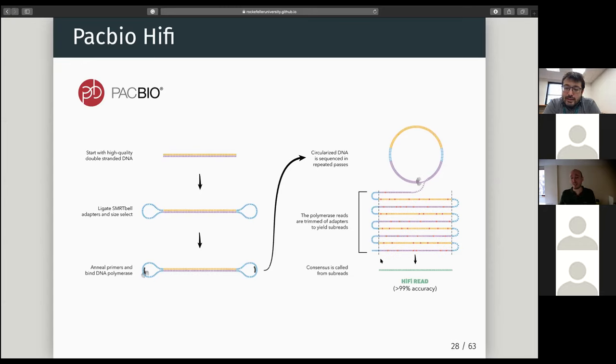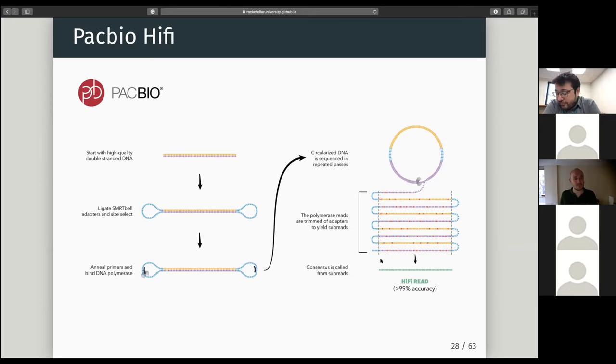The last thing I would say is that, yes, the error rate is very similar, but the error profile, the kind of errors that you see, is still a bit different, because the hi-fi suffers from the same kind of errors that the CLR reads from PacBio, the previous technology with the 10 to 15% error rate, had, that is indels. So most of these errors are still indels. In fact, they are almost perfect reads if you don't consider the indels. But here we're talking about much fewer indels, so that's the key.